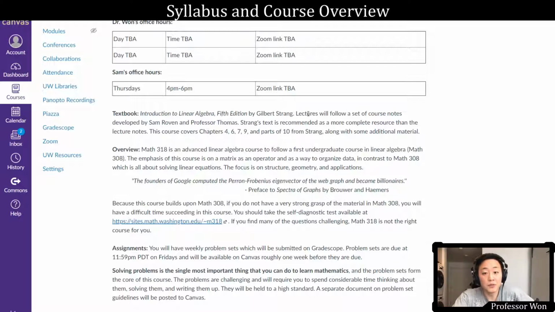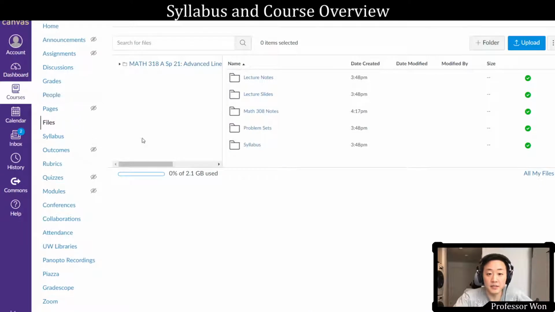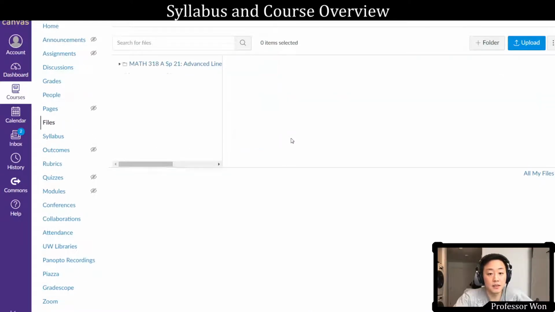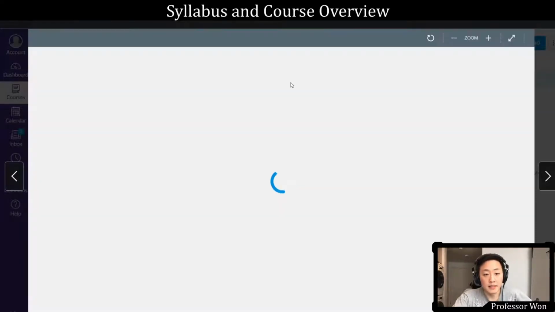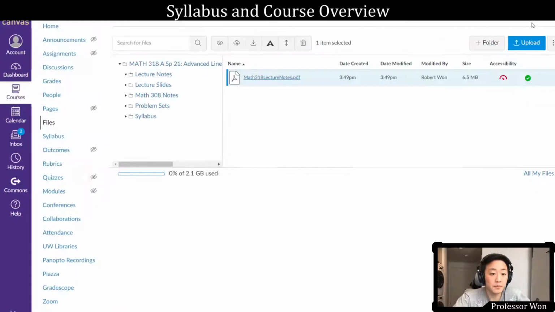The actual lectures will follow a set of course notes that were developed by your TA, Sam, and Professor Rekha Thomas. I've put those notes in the Files section of Canvas under Lecture Notes. And like I said, these were developed by Sam and Professor Thomas, and this is basically just their notes from the winter quarter, and that course was very successful, and I figure why fix what ain't broken. We'll be going through these lecture notes at roughly the pace that Professor Thomas did last quarter. Yeah, so back to the syllabus.